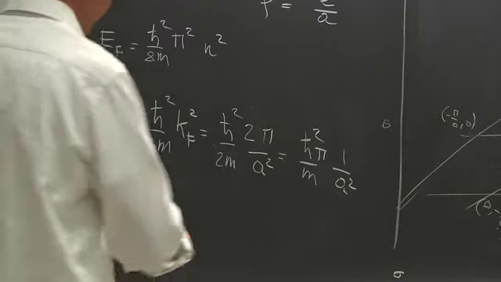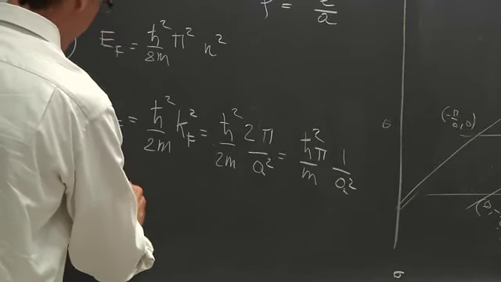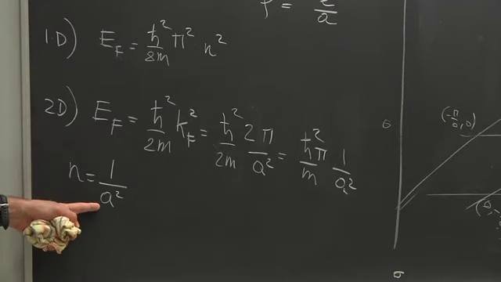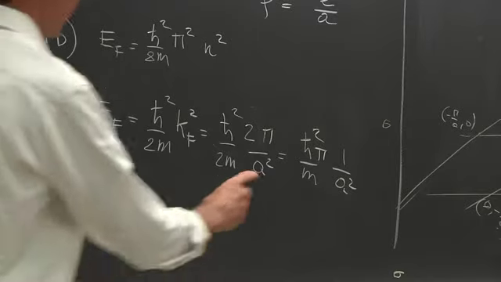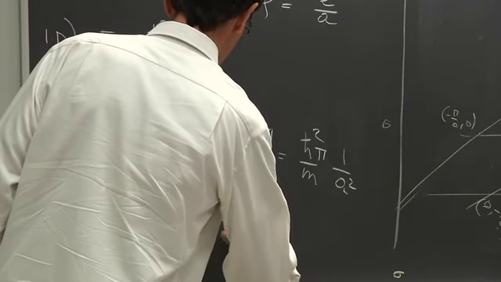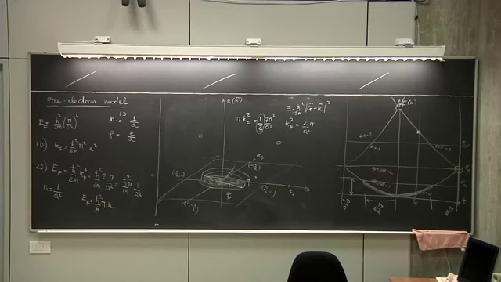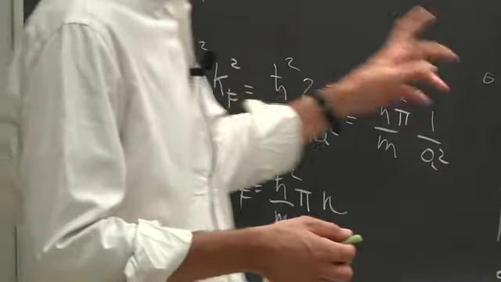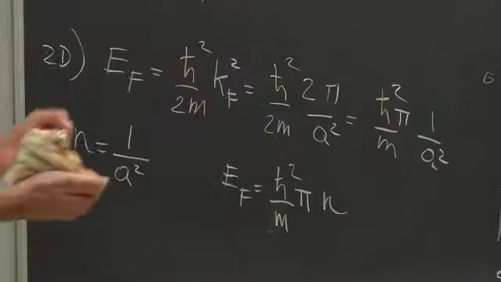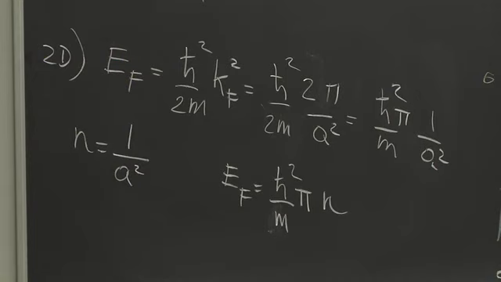Let me translate it into density. Now in 2 dimensions, density, if I have 1 electron per cell, is 1 over a squared. 1 electron over a unit cell, a squared. So the Fermi energy is h bar squared over m, pi n. Interesting. It depends on the density now linearly, not like the square. And again, the result is, of course, more general than that, because the electrons don't know about the existence of the underlying lattice, so this result must be true regardless of what is the number of electrons per unit cell.